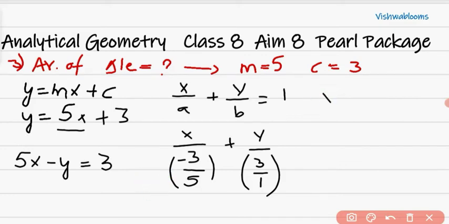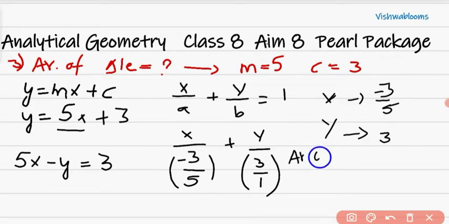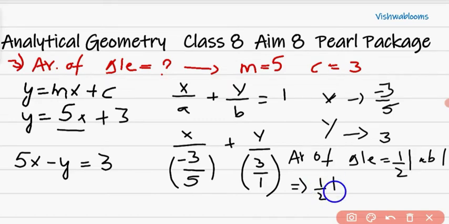Now the x-intercept and y-intercept, I am writing here. The x-intercept is minus 3 by 5 and the y-intercept is just 3. Now these are the intercepts. When you want to find the area of the triangle, what will you do? Just use the same formula, that is half into modulus of AB. You're just going to substitute those values into this formula. That is half of minus 3 by 5 into 3.